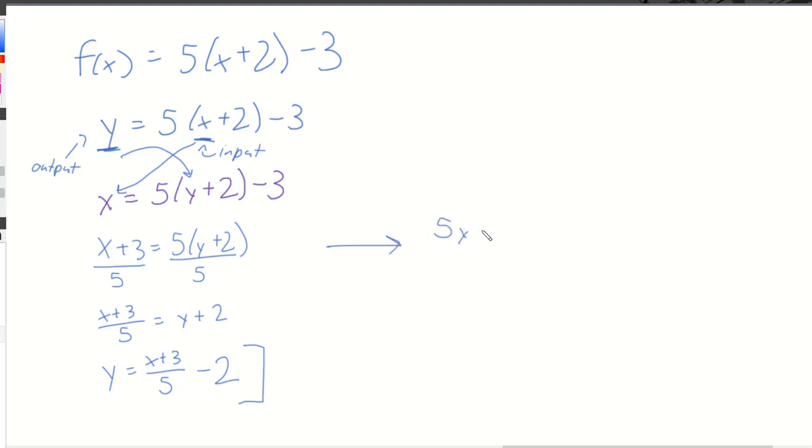So 5y plus 10, okay, x plus 3. So x plus 3 equals 5y plus 10. So what would you do next? So x minus 7 equals 5y. So x minus 7 equals... is that the same function? No, it's not. I don't think you would get the same answer if you did it that way. We can check it though.